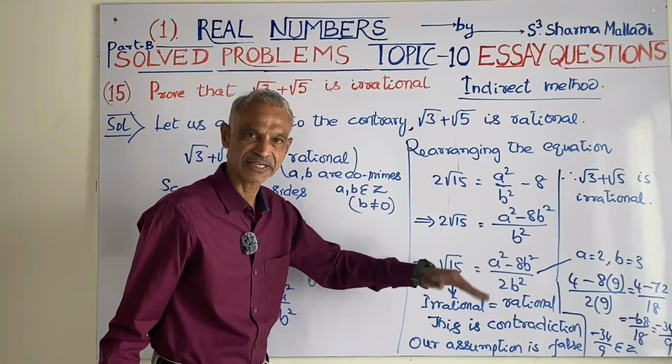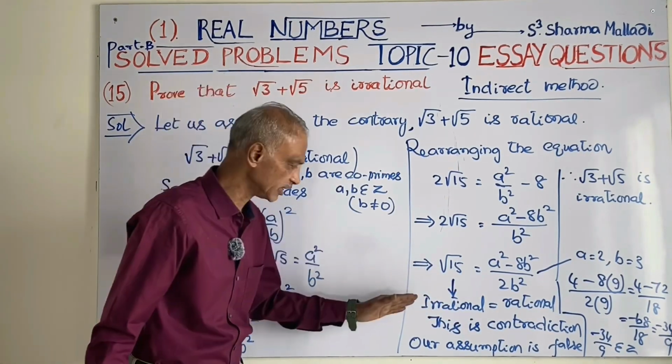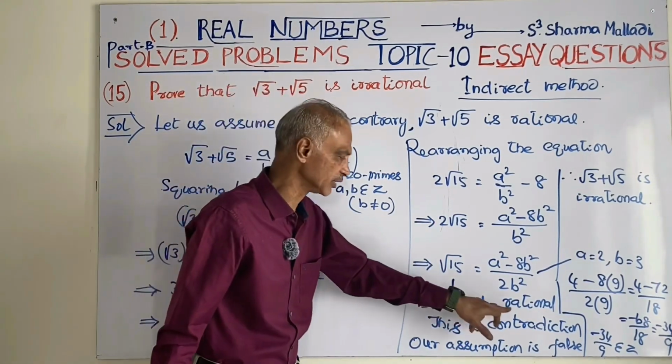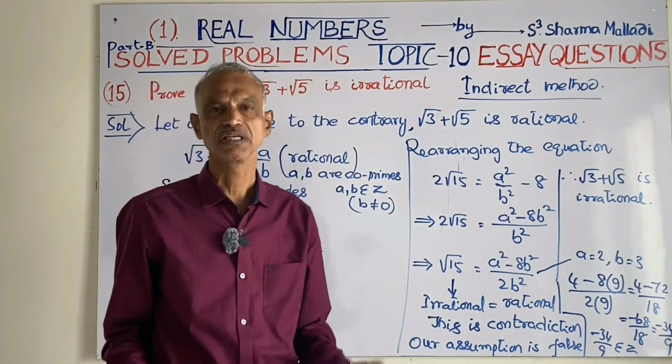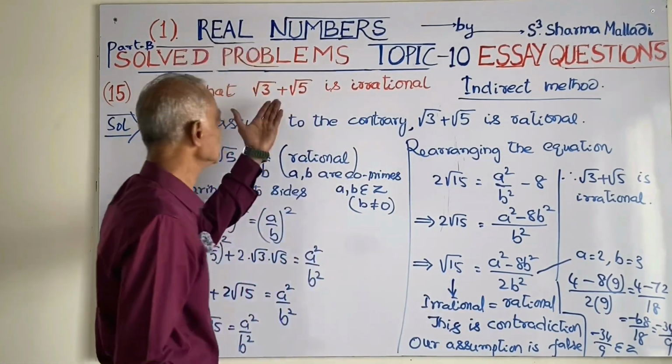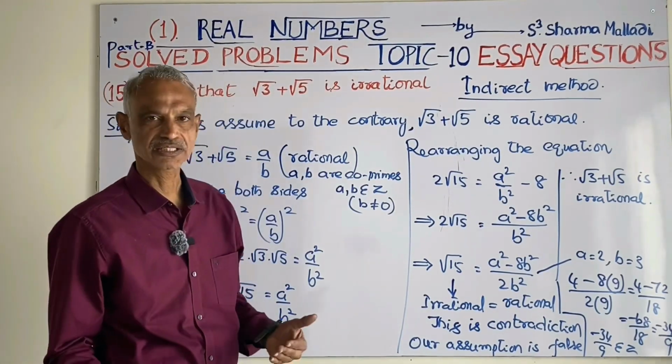Minus 34 by 9 is a rational number, but this is an irrational number. An irrational number cannot be equal to a rational number. We got a contradiction and our assumption is false. And what is true? Given is true. What is given? Root 3 plus root 5 is an irrational number.